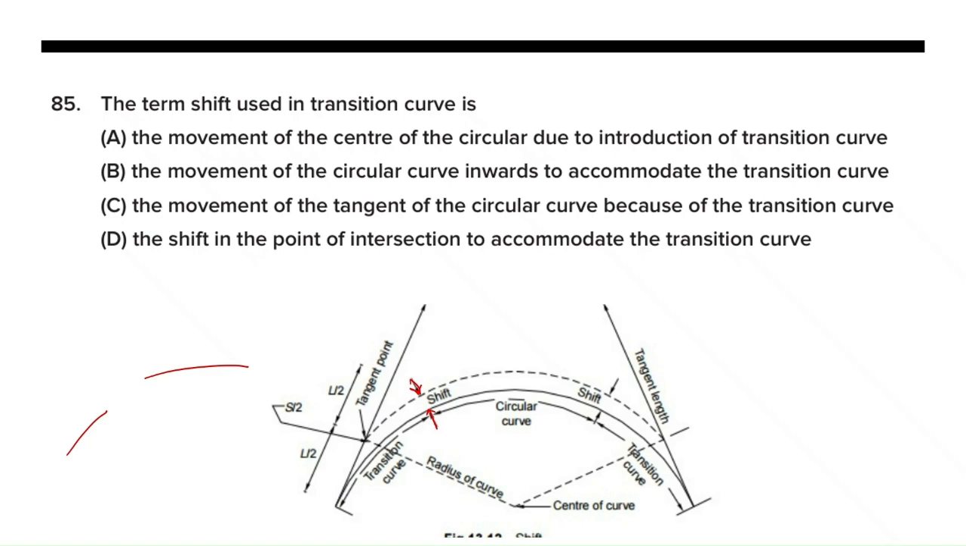It's a geometric adjustment. It ensures continuity of curvature, it ensures comfort and safety for drivers, and it avoids abrupt directional change. So option B is our answer: the movement of the circular curve inward to accommodate the transition curve. Clear?